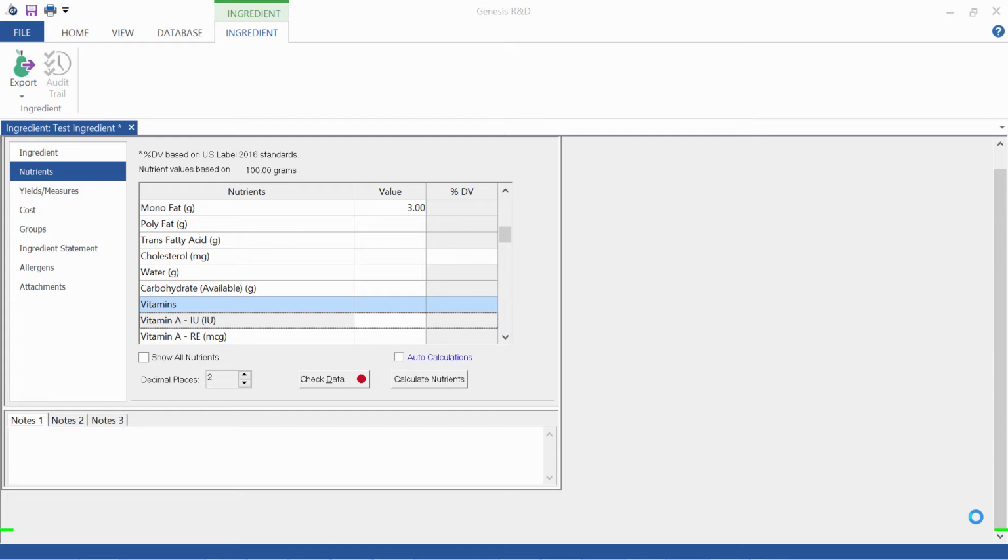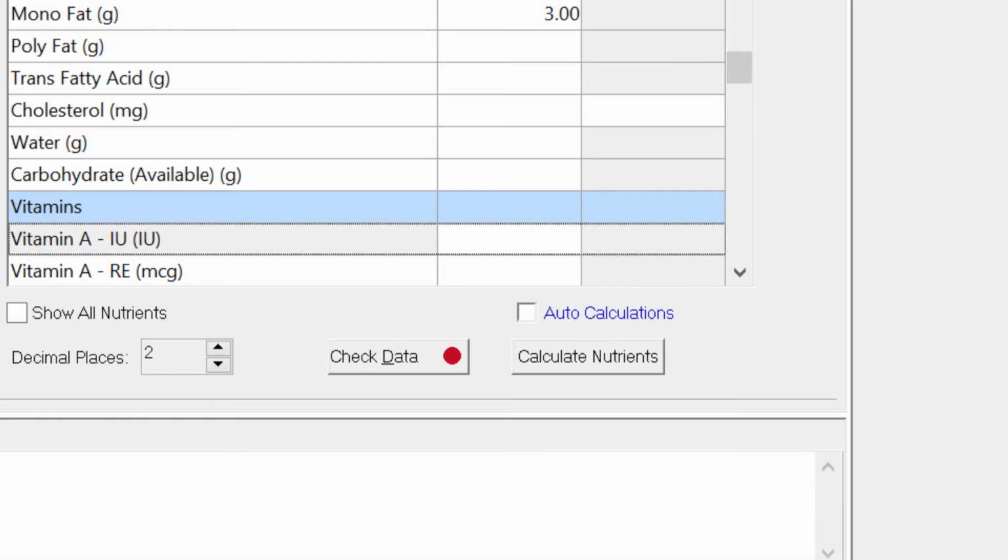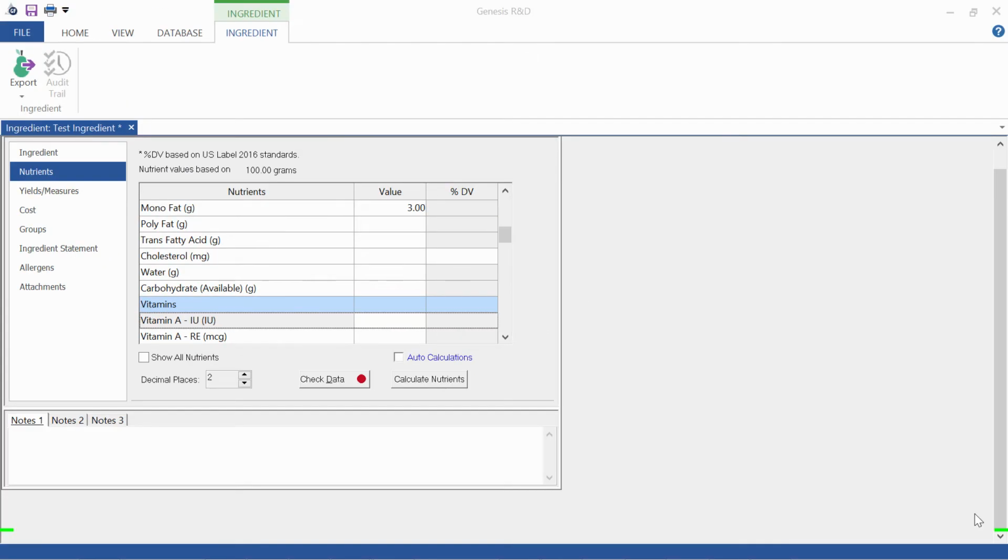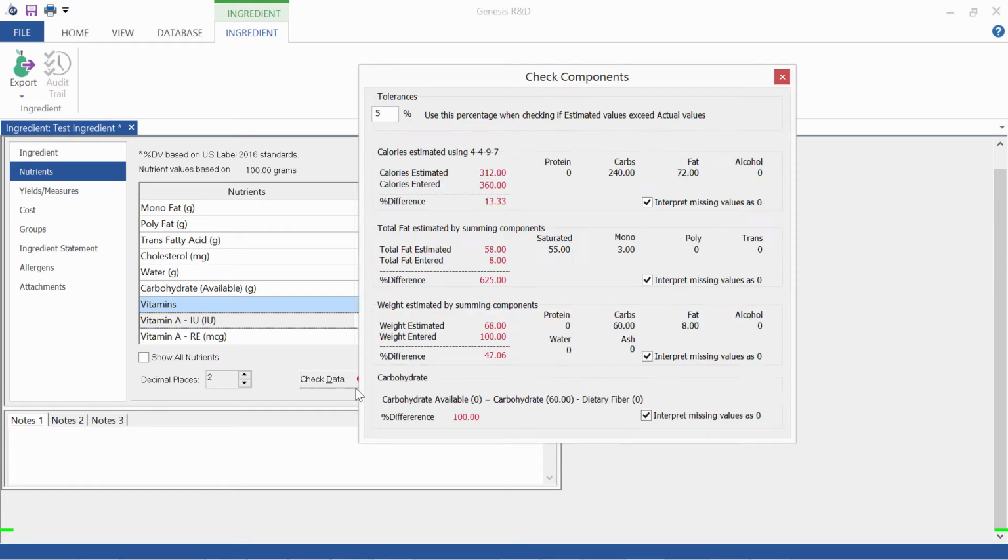What happens, the check data button here in red alerts us that there are some underlying problems with this data. So I'm going to figure this out. I'm going to click this to open the window, and I see here that there are 4 tests. One of these tests checks the calories, one the fat, one the total weight, and one the available carbohydrates.